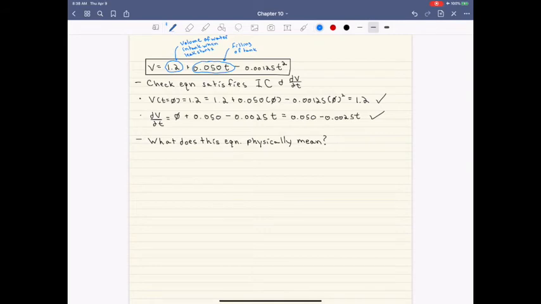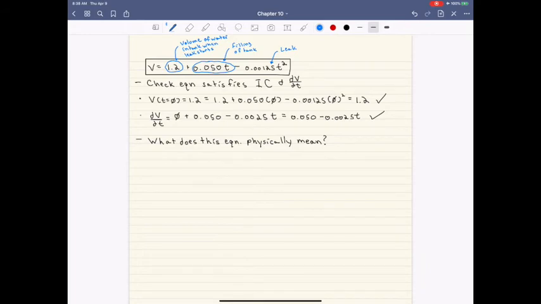Right? And this last term here, this part was describing the leak of the tank, right? And we could see that this part here, it's not linear. It's actually t squared. And so as time increases, that leak rate is also going to increase.